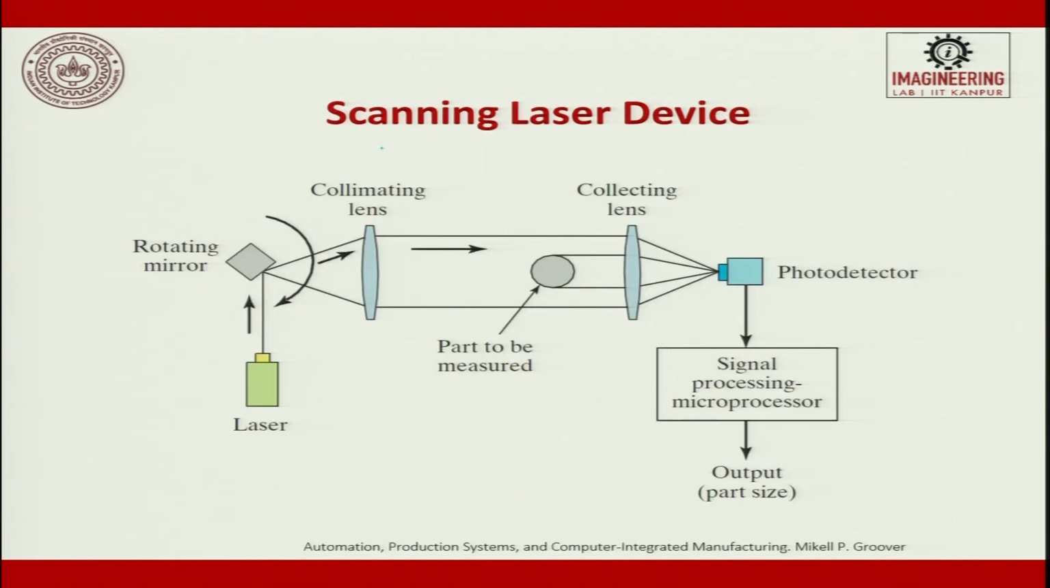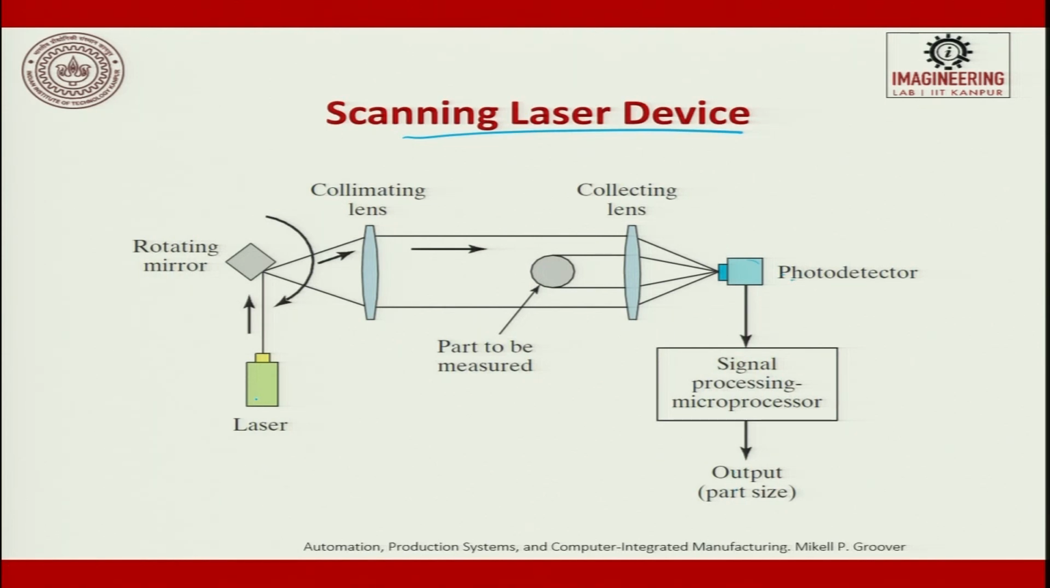This is a scanning laser device technique. Here we use a laser, and the laser hits a rotating mirror. From this rotating mirror, the light is passed through a collimating lens, then goes to another collimating lens, and you keep the part in between. So, this comes to the photodetector, and the signal from here also comes to the photodetector. Now, the signal is processed and you get the output.